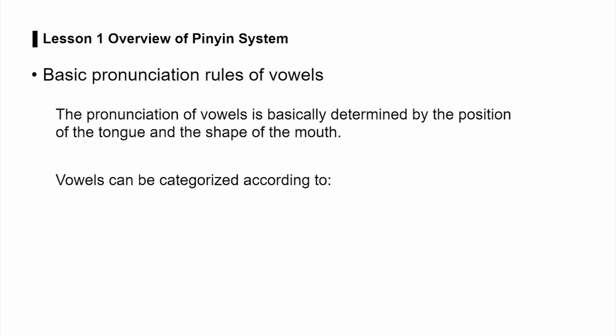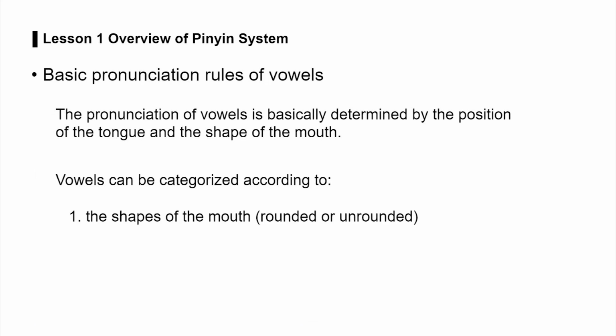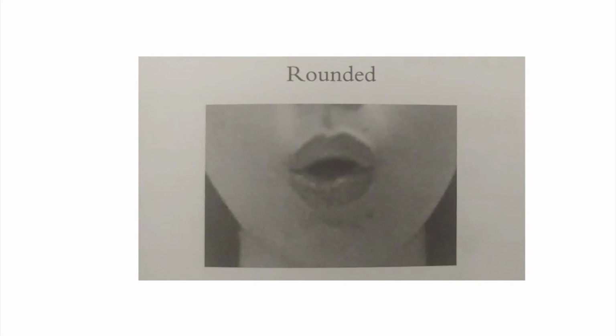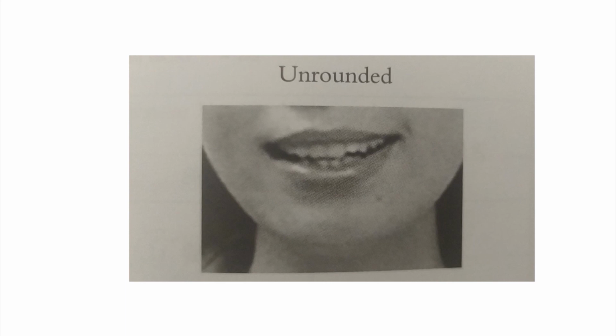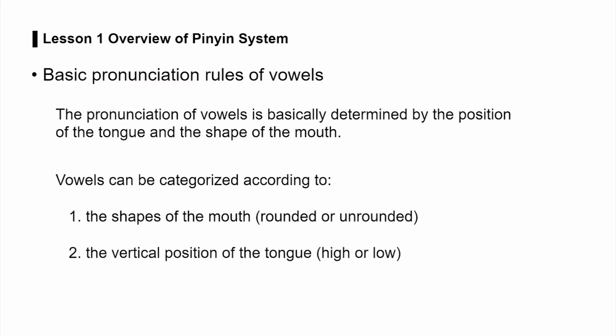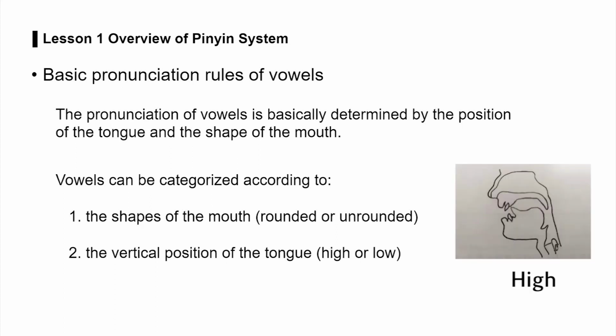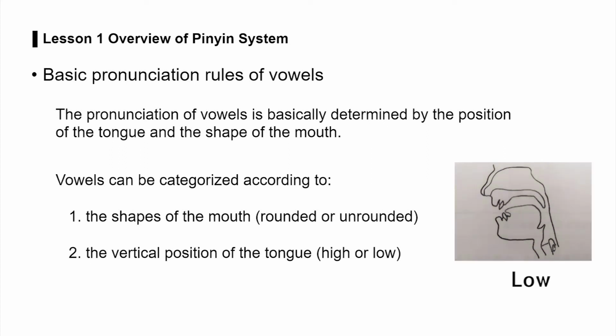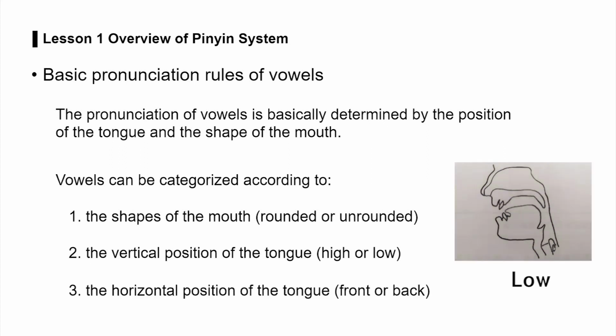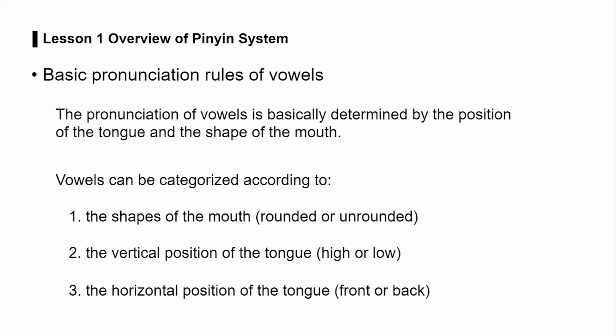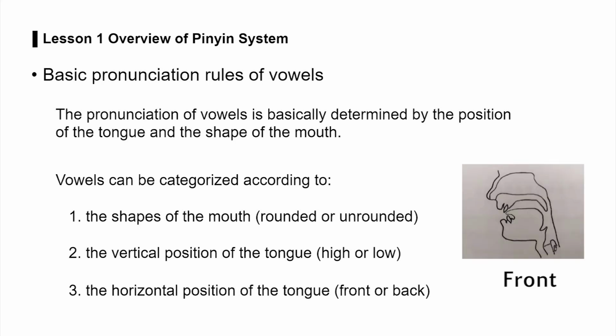Vowels can be categorized according to the shape of the mouth, rounded or unrounded. The vertical position of the tongue, high or low. The horizontal position of the tongue, front or back.